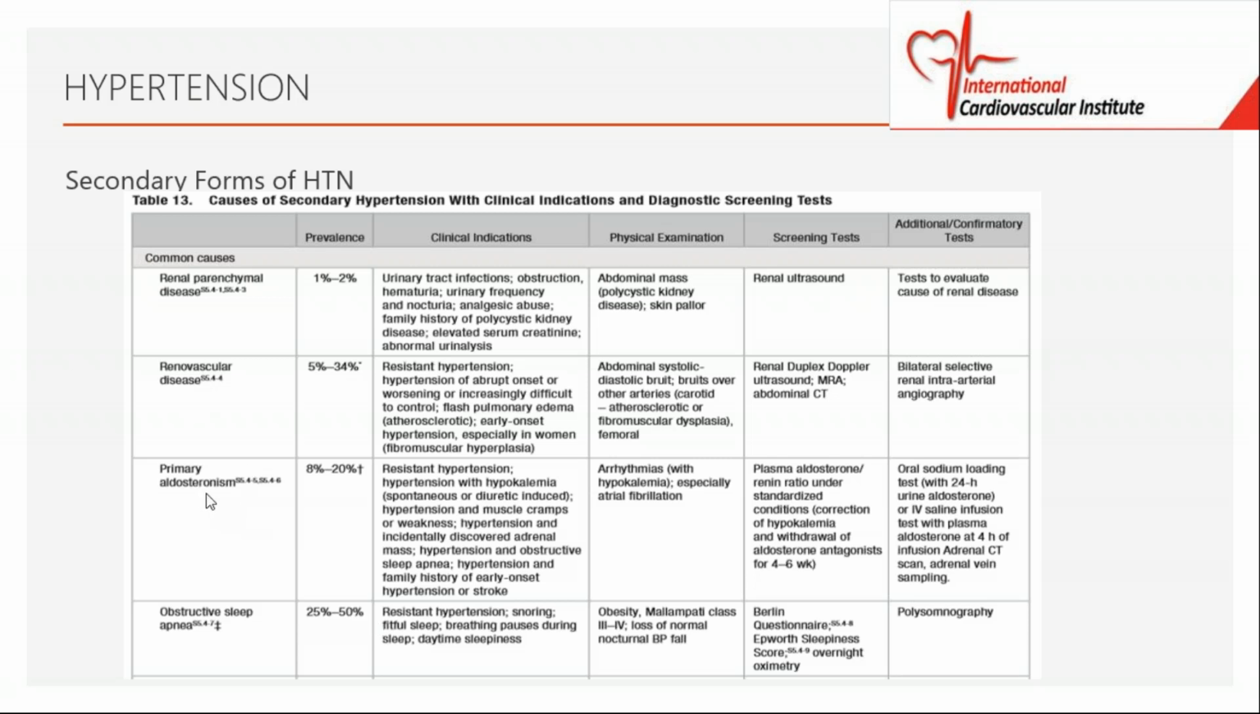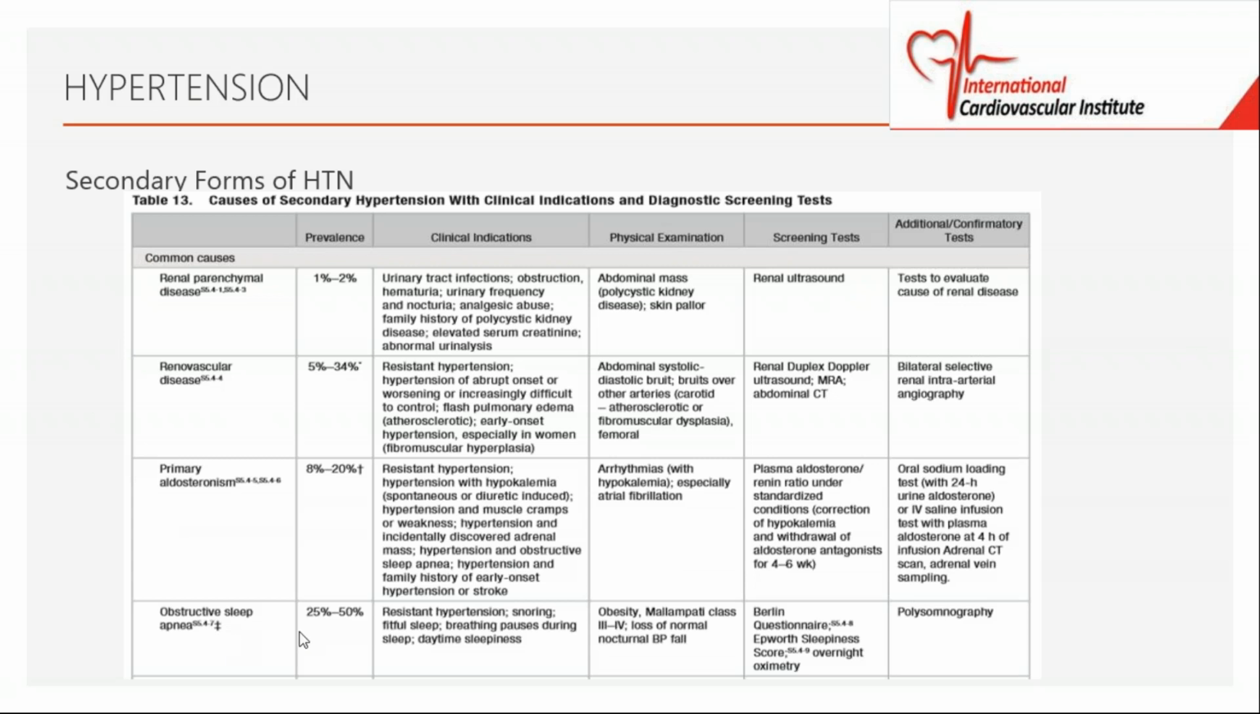Primary aldosteronism accounts for about 8 to 20% of your patients with a secondary form of hypertension. So when you have a patient who presents with resistant hypertension, you should always think at the back of your mind, is this primary aldosteronism? A lot of these patients will have hypokalemia, low potassium, so they sometimes present with a little bit of weakness, and when you check the potassium, it's low. You have to know what additional tests you need to do to work these patients up.